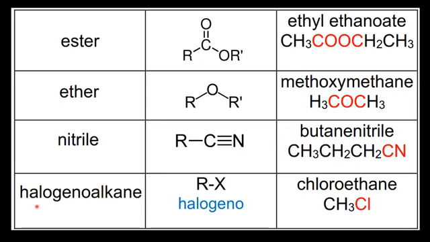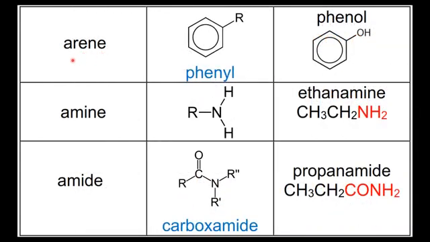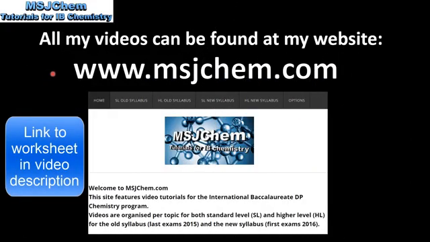And finally, we have the halogenoalkanes. The functional group is halogeno. An example is chloroethane. The next example are the arenes, which have the phenyl functional group. An example is phenol. Moving on to the amines, this is the amine functional group. An example is ethanamine. And our last example are the amides. This is the carboxamide functional group. An example is propanamide. So that's all from this video.